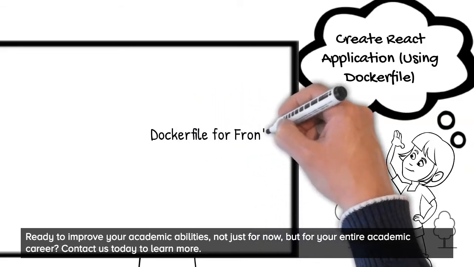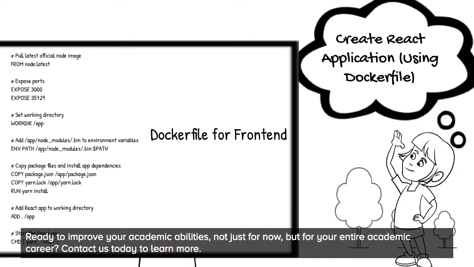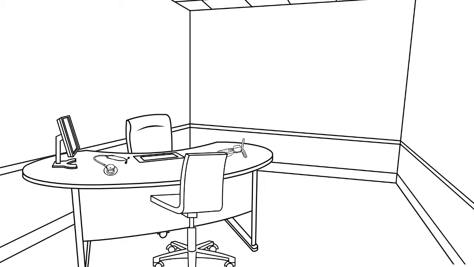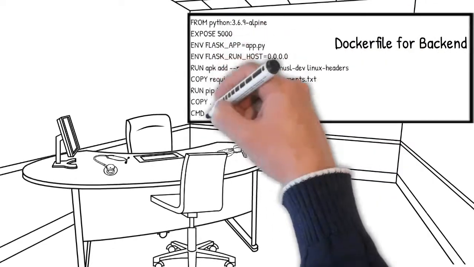Step 2. In the same folder as the docker-compose.yml file, create the React project. In my sample code, I create the React application using npx or yarn, and the name of the application is frontend. Once you create the application, create a Dockerfile. Step 3. Create a Python 3.6 Flask project in the same folder as the docker-compose.yml file and create a Dockerfile.